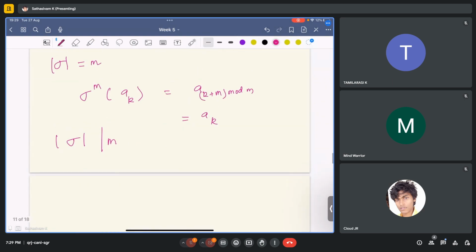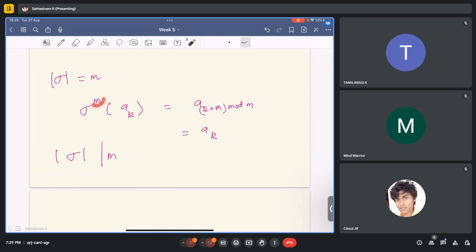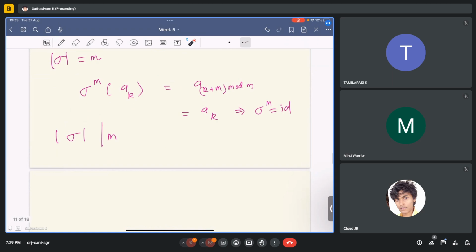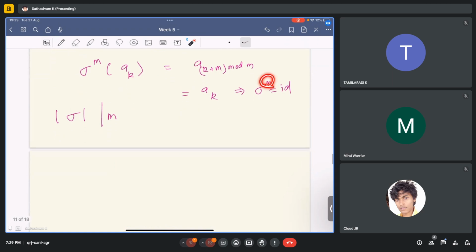Why? Because if you take sigma to the power M, this is the identity, right? So sigma power M is identity, so the order of sigma divides M. Now, let's say M is the smallest one. If you want to say something is the order, I have to say that it is the smallest number such that sigma power M is identity, right? So let's prove that this is the smallest such number.